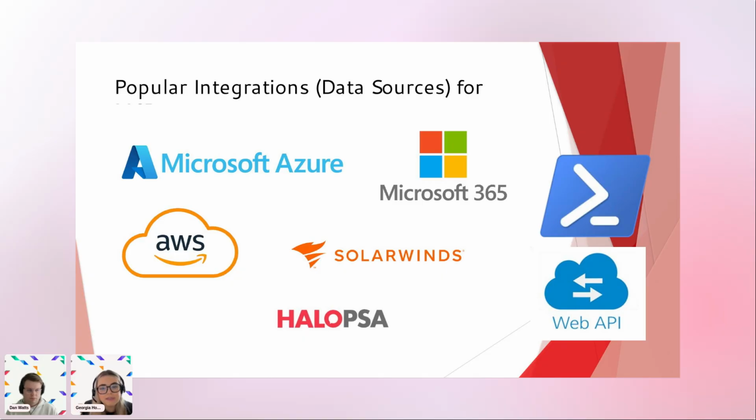So here you can see some of the most popular integrations or data sources, as I mentioned earlier, for MSPs. We've got Microsoft Azure in here, AWS, SolarWinds, Halo PSA, M365. And then we also have the web API and PowerShell integrations that can be built into the product as well. So Ninja RMM is one that's coming up consistently that a lot of MSPs are starting to think about building in via the web API.